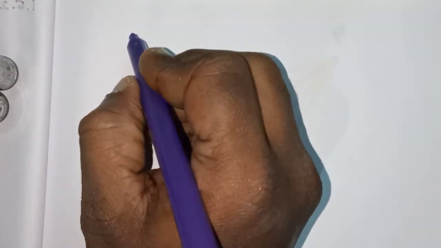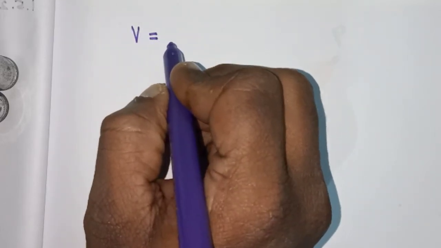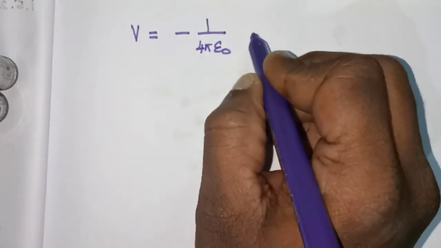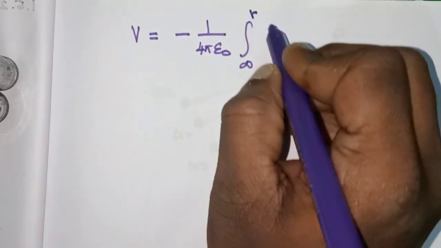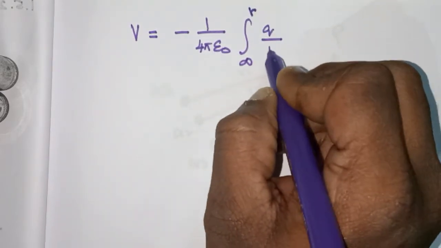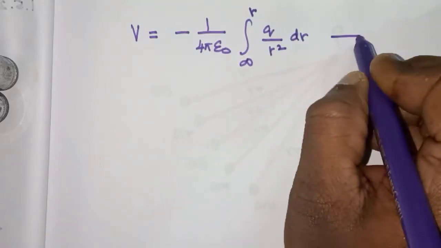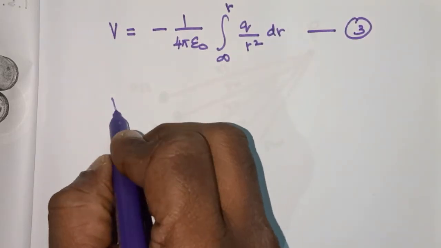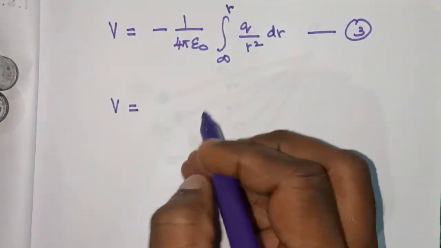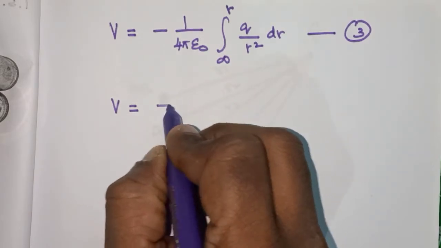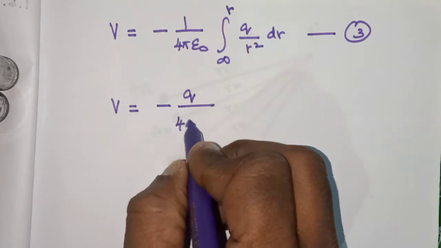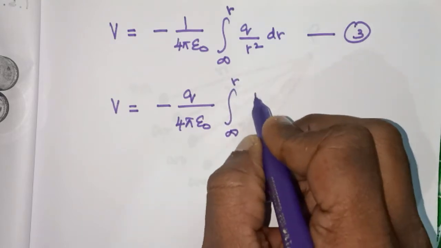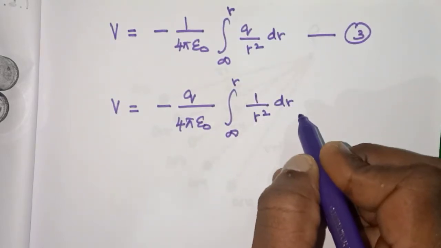So the electric potential V is equal to minus 1 by 4 pi epsilon naught integral infinity to R Q by R square dr. I am taking this as equation number 3. Therefore V is equal to, taking this Q from outside, minus Q by 4 pi epsilon naught integral infinity to R 1 by R square dr.